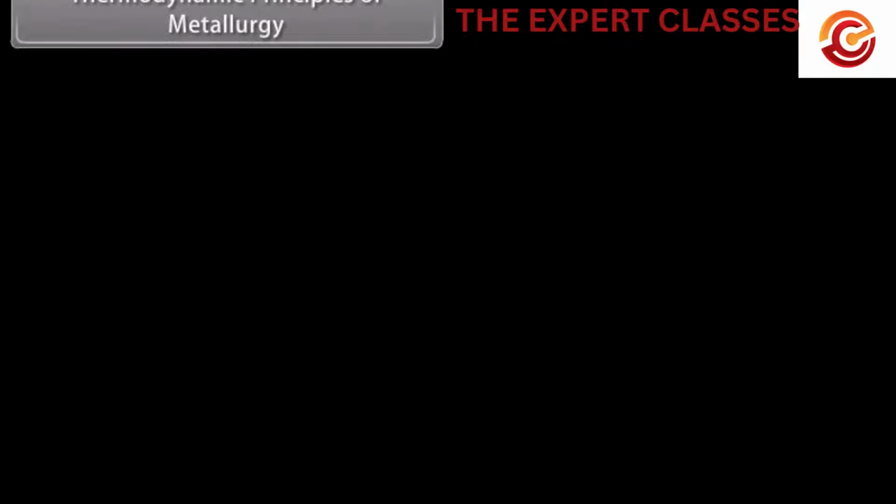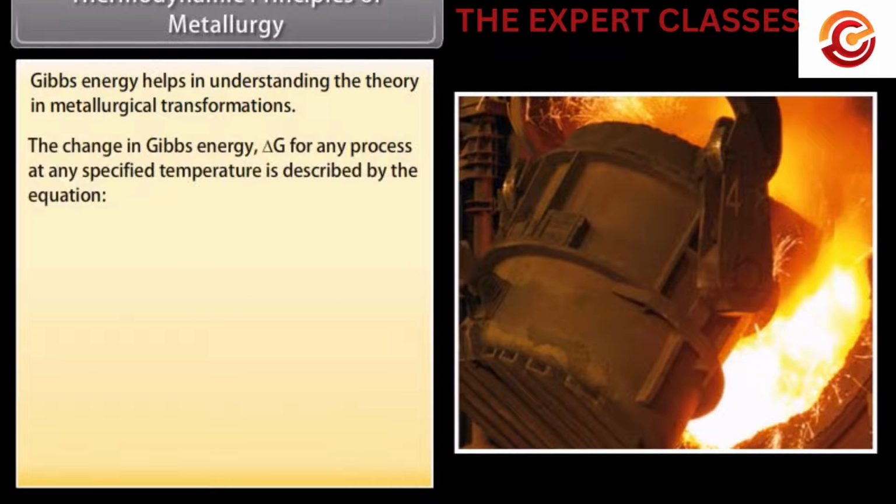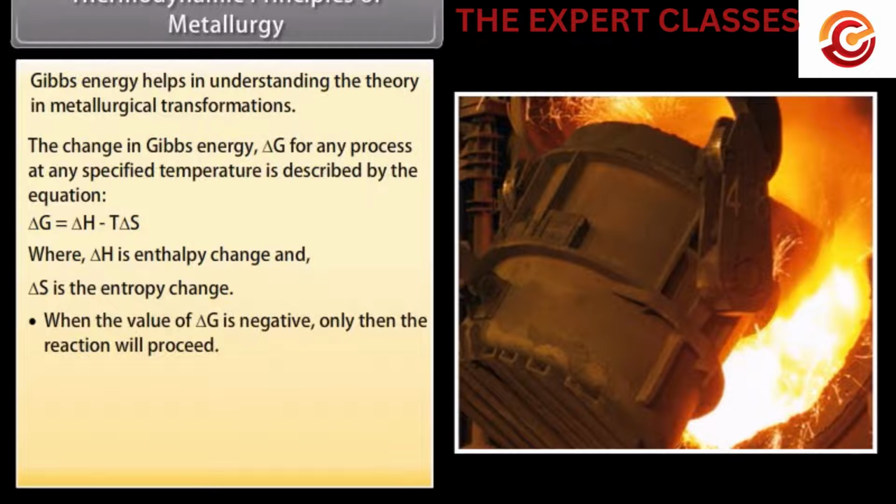Thermodynamic principles of metallurgy. Gibbs energy helps in understanding the theory in metallurgical transformations. The change in Gibbs energy, delta G, for any process at any specified temperature is described by the equation delta G = delta H - T delta S, where delta H is the enthalpy change and delta S is the entropy change. When the value of delta G is negative, only then the reaction will proceed.